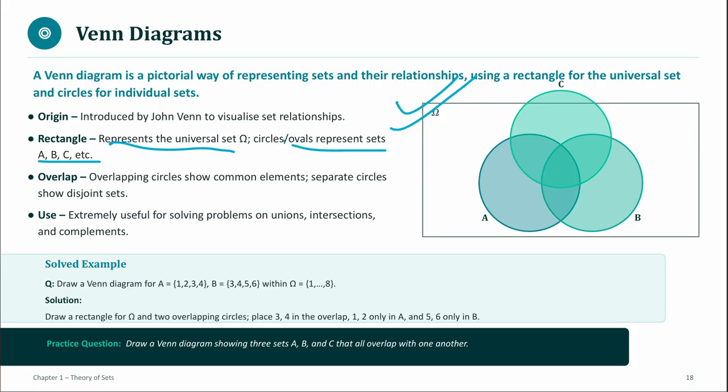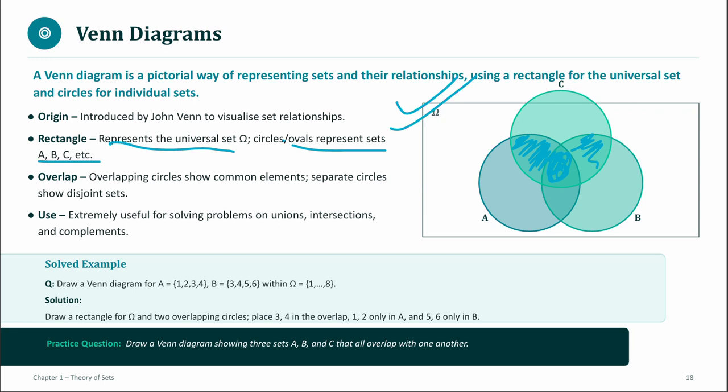We have already talked about disjoint sets in the last video. Here we are talking about the overlapping circles. If you can see this part right here, which I'm shading, this basically refers to the common elements which belong to A and C both. These elements refer to the elements which belong to both B and C. And this region refers to the elements which belong to A, B, and C, all the three of them. They're extremely useful for solving problems on unions, intersections, and complements. We're going to see what these terms basically mean.